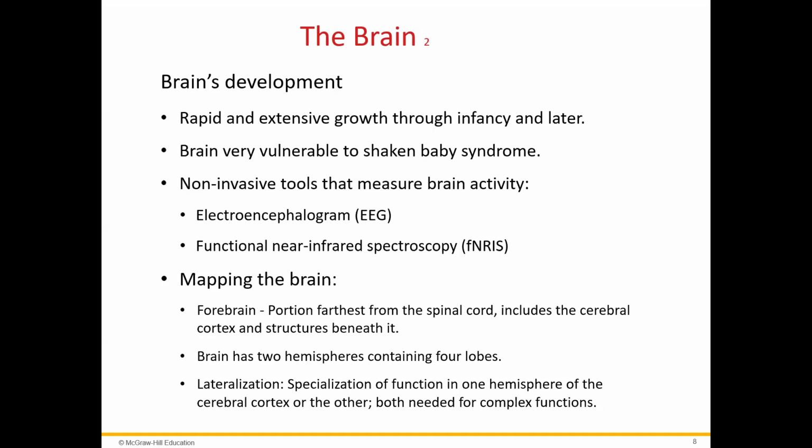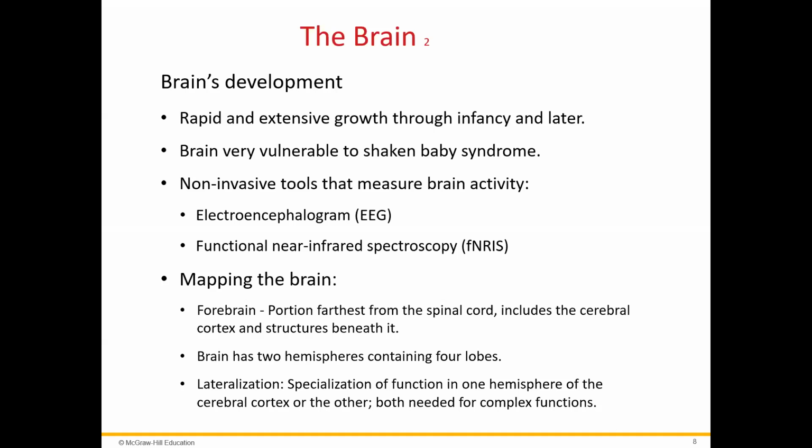I already mentioned the brain's obviously the most complex human organ, and it's going to take 20 years of development to finally complete its initial development. In the first few years of life, there's tremendous, extensive, rapid growth. At birth, the brain is about 25% of an adult's brain weight.